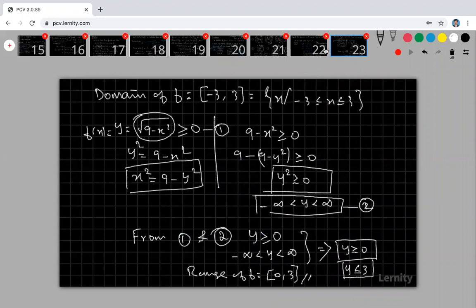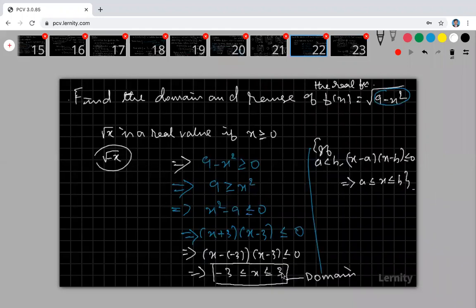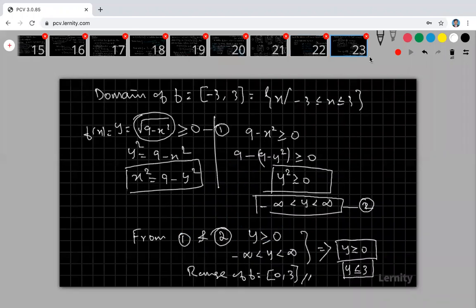If you give x equal to minus 3 to plus 3, you will get the f of x value from 0 to 3 only, not more than that. So this is an important problem. You have to concentrate on that. First of all, work out some simple problems finding domain and range, and after that come to this type of problem.